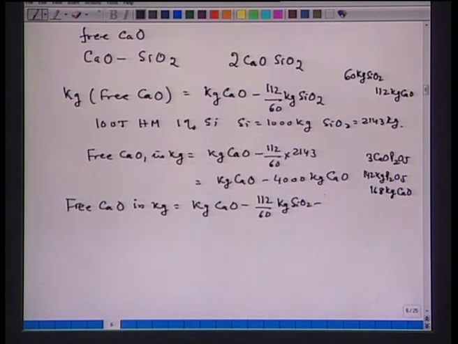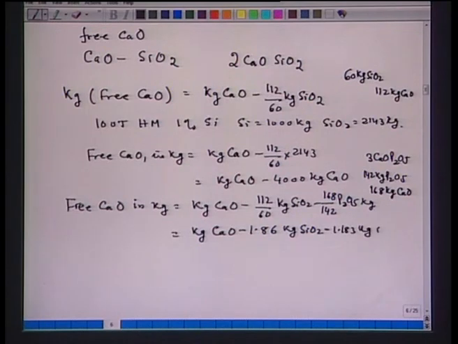So, that will be minus 168 upon 142 P2O5 in kg. So, if I put it this way, this will be kg calcium oxide minus 1.86 kg SiO2 minus 1.183 kg P2O5. So, that is the concept of free calcium oxide in the slag. You can also consider that free CaO, you can also call it the activity of calcium oxide in the slag. Now, this is a very important thing to understand, the concept of free CaO in the slag.